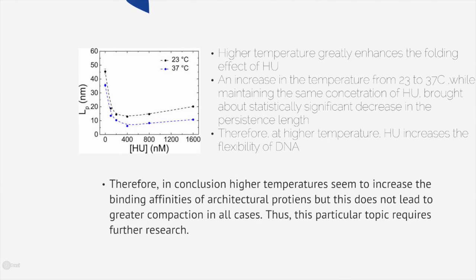The case in HU proteins, however, was very different. Not only did binding affinity between DNA and HU proteins increase at higher temperatures, it also led to greater compaction. For the same HU concentration, DNA persistence length changed significantly between 23 and 37 degrees Celsius, suggesting a major role of HU protein in DNA compaction at higher temperatures.